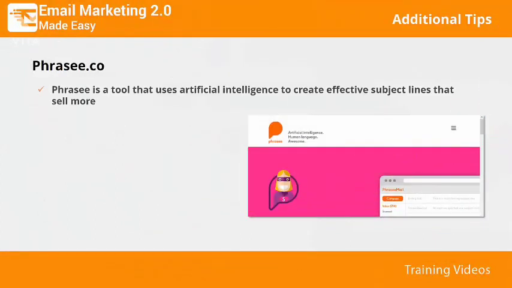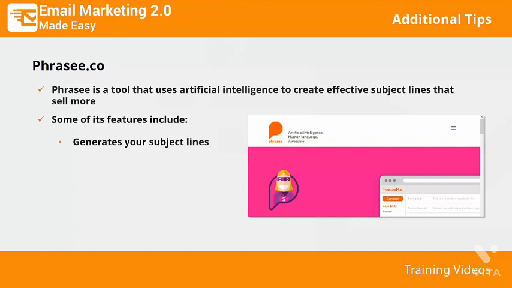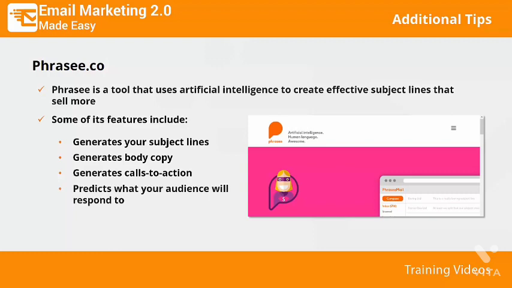Phrasee.co. Phrasee is a tool that uses artificial intelligence to create effective subject lines that sell more. Some of its features include generates your subject lines, generates body copy, generates calls to action, and predicts what your audience will respond to. This tool is free.